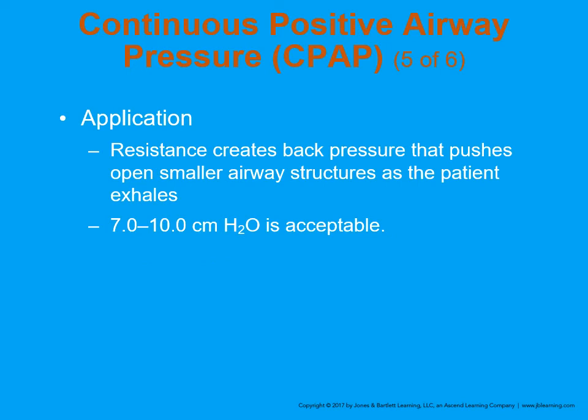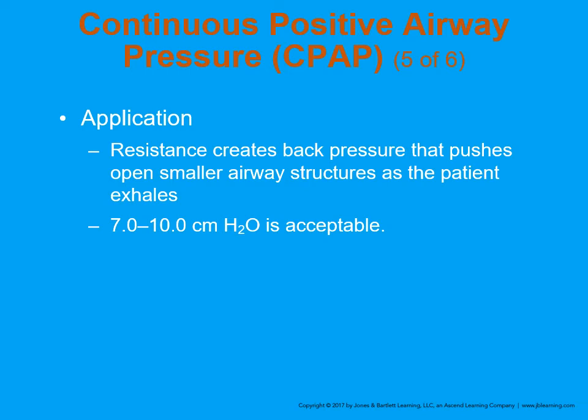Application. Components of your CPAP: it's going to be the generator, your mask, the circuit containing corrugated tubing, a bacteria filter, and a one-way valve. The CPAP generator creates resistance throughout the respiratory cycle. The resistance creates a back pressure into the airways that pushes open the smaller airway structures, such as the bronchioles and alveoli, as the patient exhales.